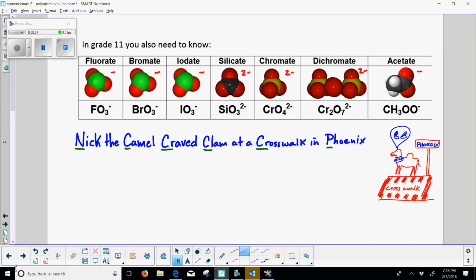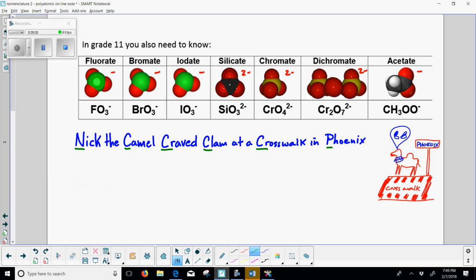Now, you need to have a way of remembering this. So one great way is remembering Nick. So Nick over here, he lives in Phoenix, and he loves clams, and he happens to be crossing at a crosswalk. So Nick the camel craved clam at a crosswalk in Phoenix. We're going to use this saying to help us remember what the formulas are for these particular polyatomics.